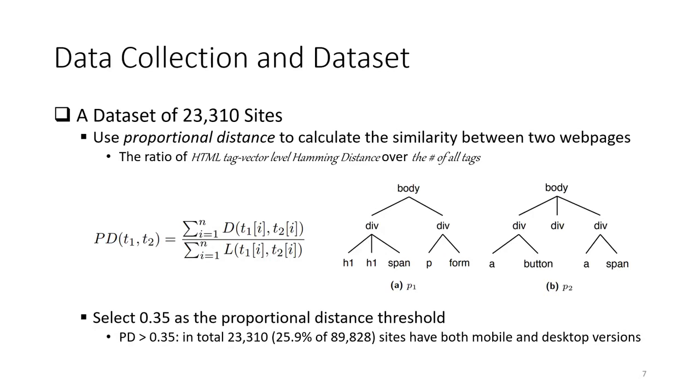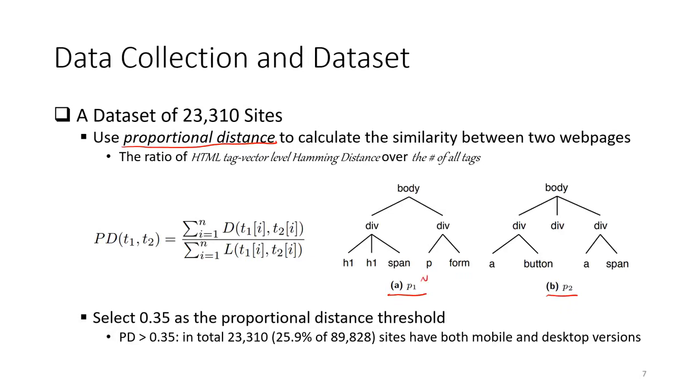The reason we do this is because our goal is to explore the tracking differences between mobile websites and desktop websites. And to do that, we used proportional distance. It calculates the similarity between two web pages of a website. It is the ratio of HTML tag vector level Hamming distance over the total number of HTML tags appeared in the DOM tree. So for example, let's say we are visiting a website, and that website returns web page P1 to our mobile device, and returns web page P2 to our desktop device.